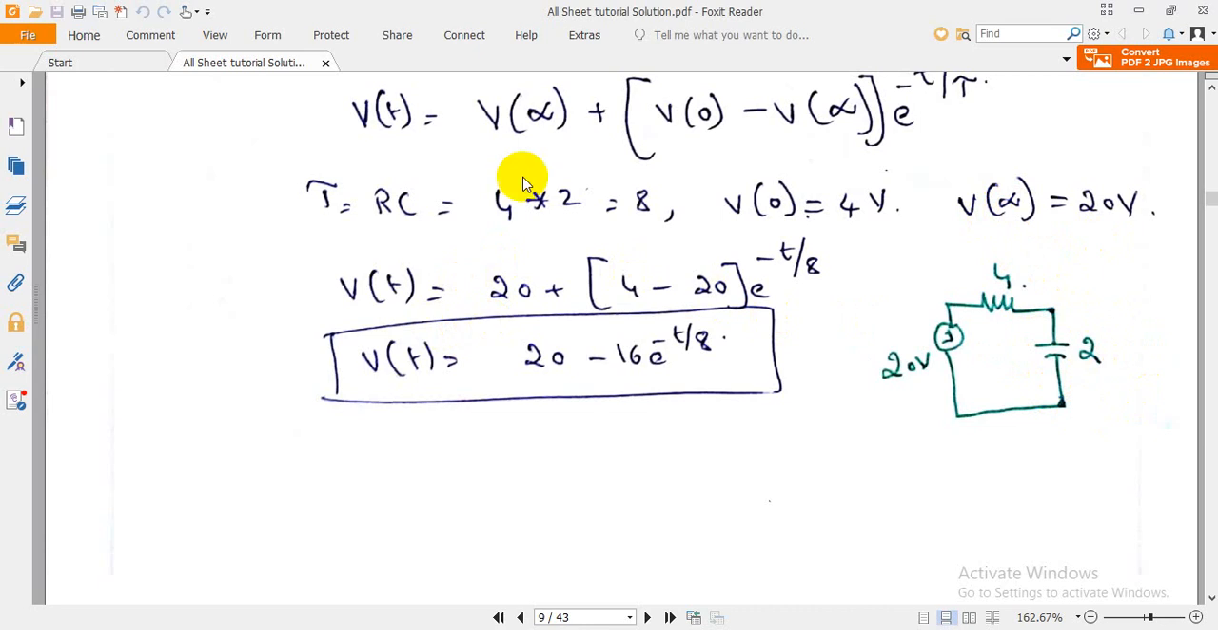Then substituting in the formula, V of infinite is 20, plus V of 0 which is 4, minus V of infinite which is 20, multiplied by e to the power minus t by tau. Tau is 8, as we got. This is the final answer for this question.